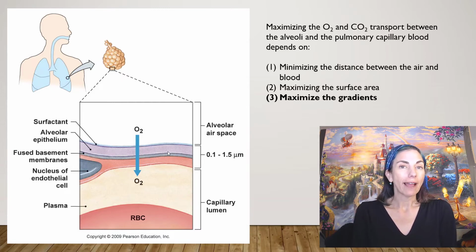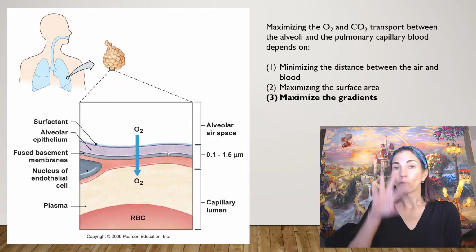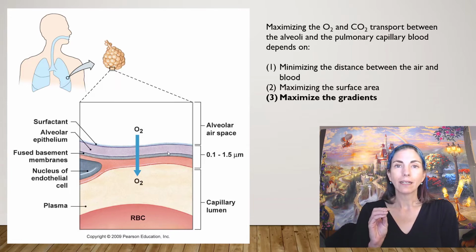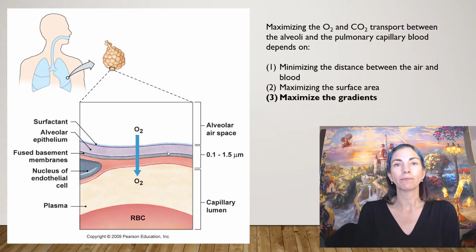In a prior lecture, we were introduced to emphysema, which is a disease where some of the alveolar surface area is degraded. And as a consequence, there's not as much surface area. And then finally, we want to maximize the gradients. We know that if I have a really strong gradient, I'm going to get more gas to move over to the lower concentration gradient than if I have a weak gradient.